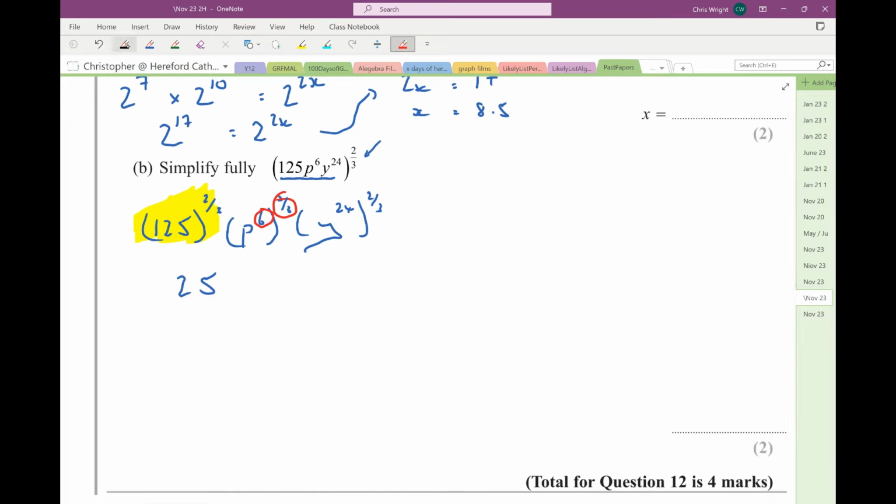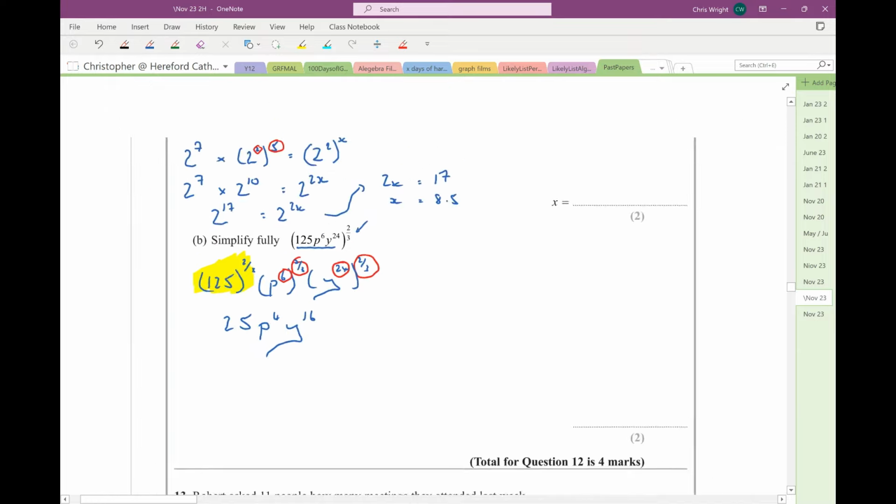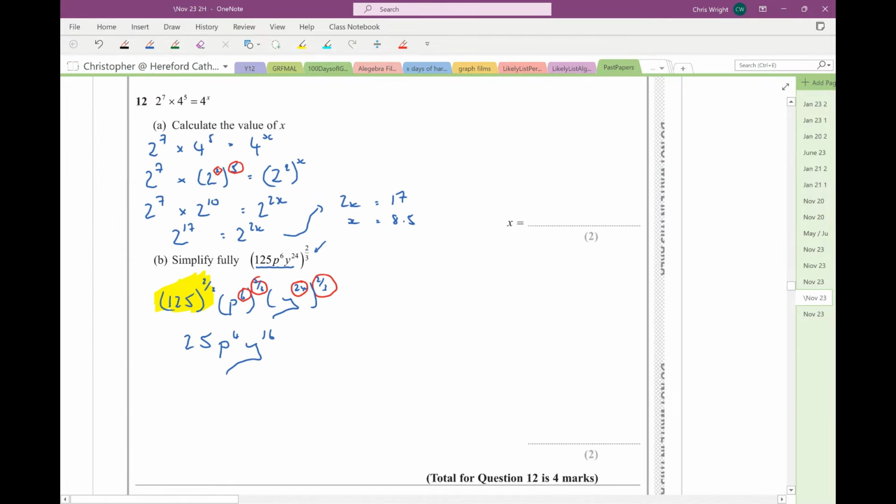Then p to the 6 to the power of 2/3. We'll use the rules of indices. That's going to be p to the power of 6 times 2/3, which is 4. You could use your calculator if you wanted to. And y to the power of 24 raised to the power of 2/3 is y to the power of 24 times 2/3, which is 16. So there is my answer for part B. That is my 4 marks on question 12.